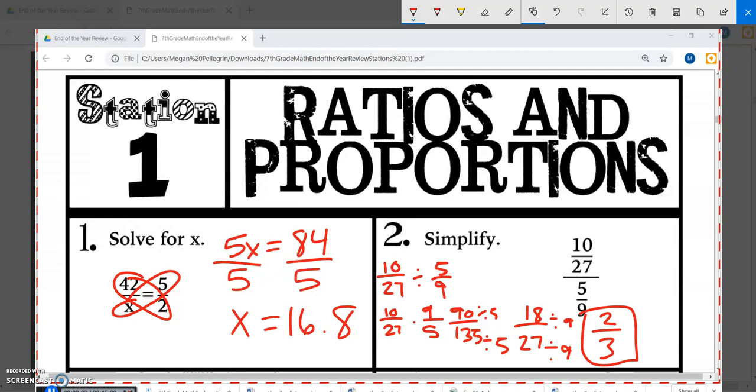If I did 90 divided by 135 in my calculator when I first started, I would have gotten 0.6, 6 repeating on forever. It's not a very precise answer, so we do want to know that we can do both forms, decimal or fraction.